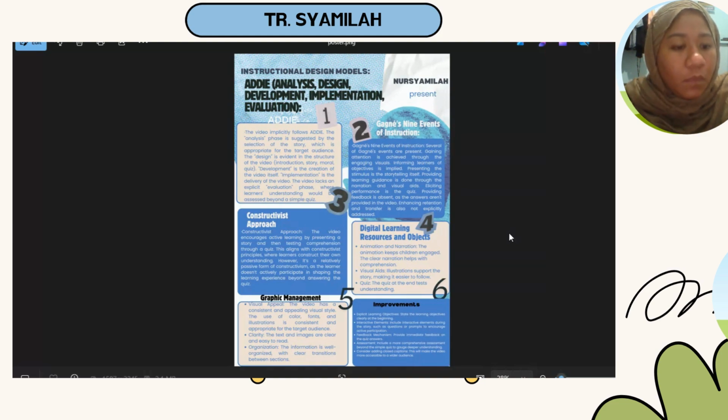So, for the improvement, to enhance the video instructional design, I can consider an explicit learning objective, so that I can state the learning objective clearly at the beginning. But I have already put in the PNP for myself. Interactive elements include interactive elements during the story, such as question prompts to encourage active participation. Feedback mechanism: provide immediate feedback on the quiz answers.